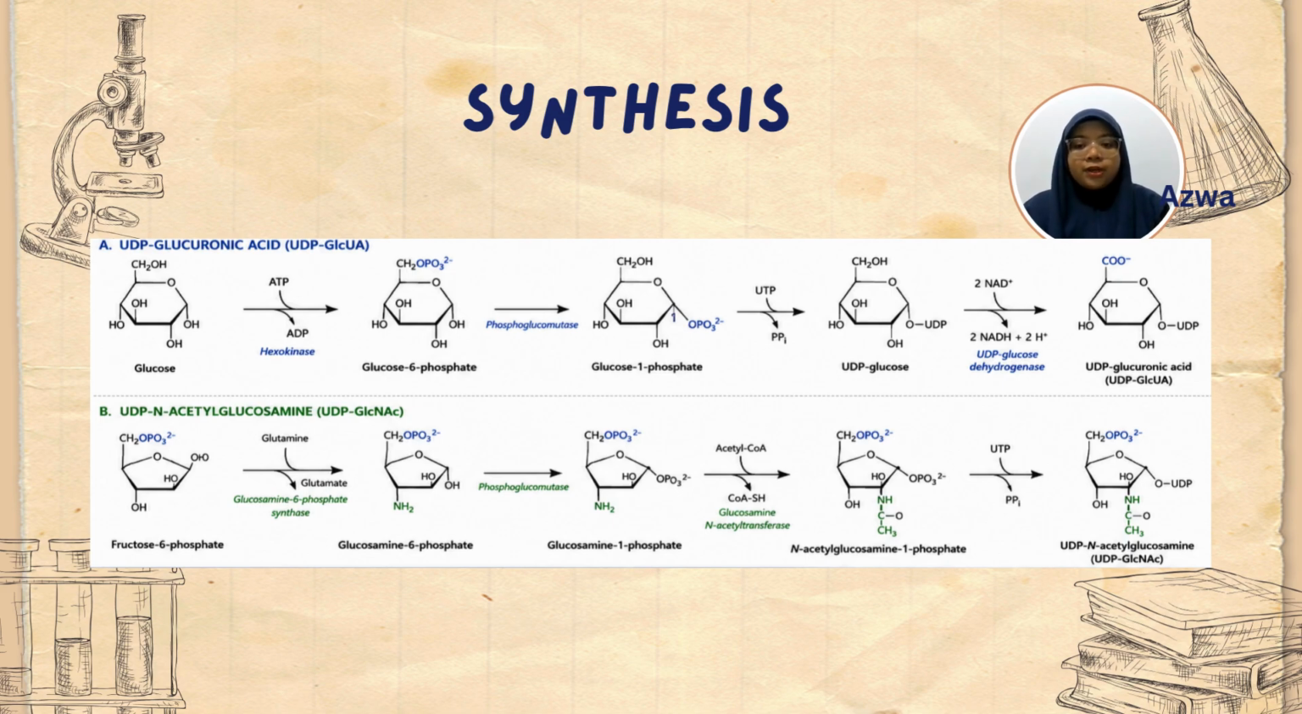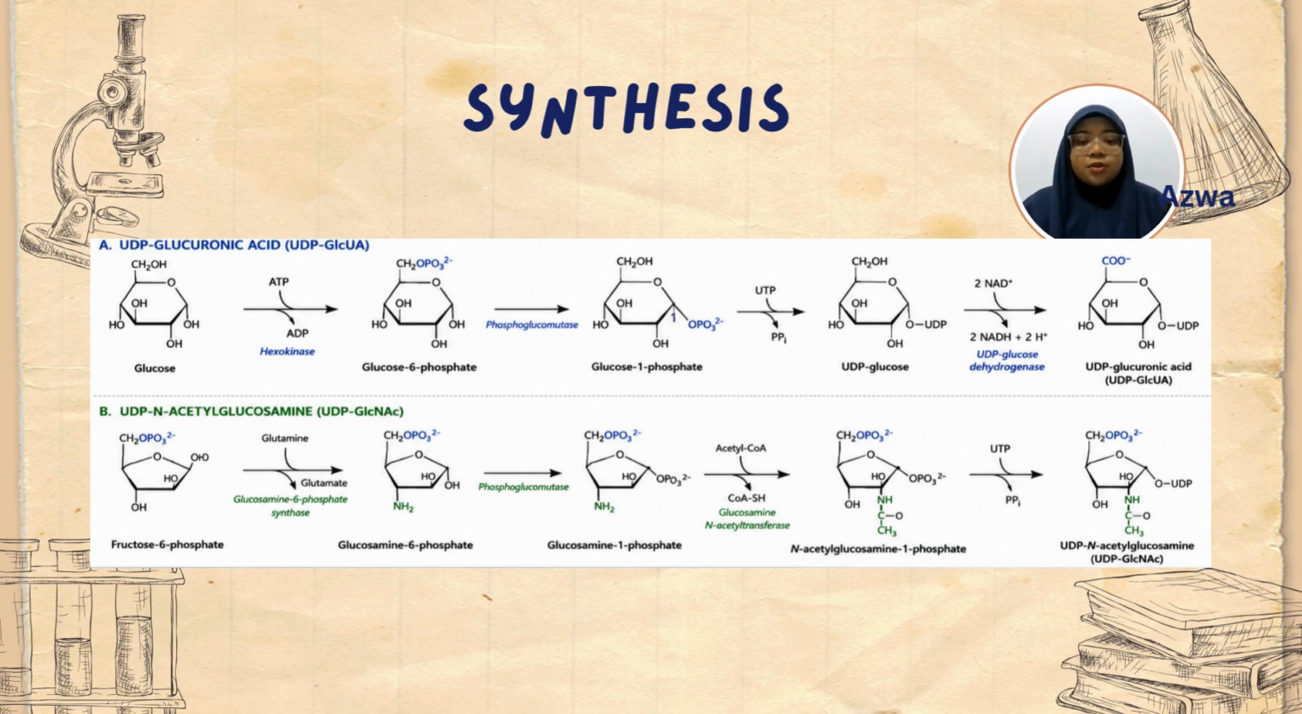Next, glucose 1-phosphate reacts with UTP to produce UDP-glucose. Finally, UDP-glucose is oxidized by UDP-glucose dehydrogenase using two NADP+ molecules, converting the alcohol group at carbon 6 into a carboxylic acid to form UDP-glucuronic acid.